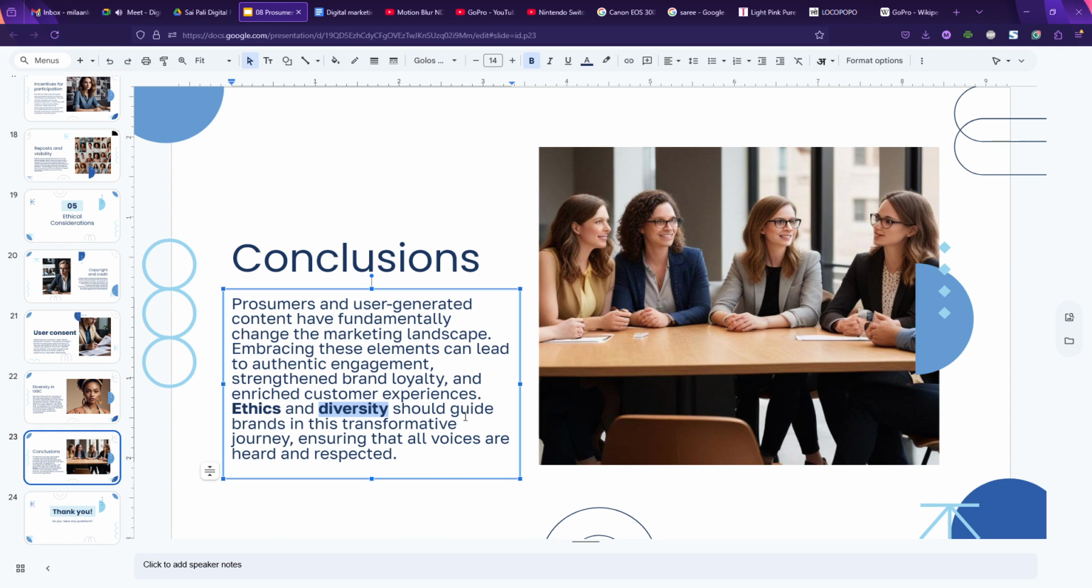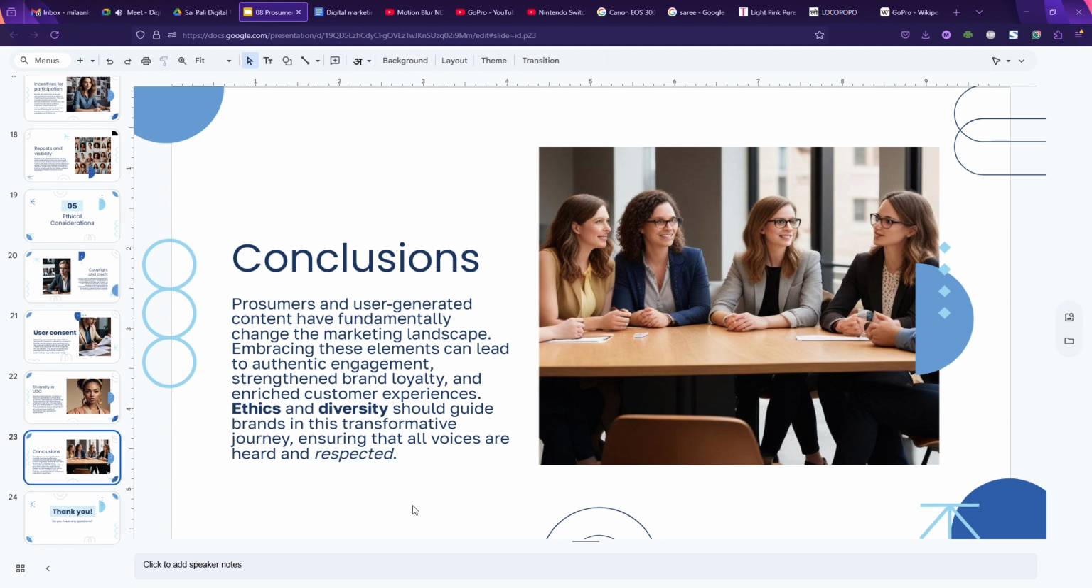And then diversity should be embraced. Ethics and diversity should guide brands in this transformative journey, ensuring that all voices are heard and respected.